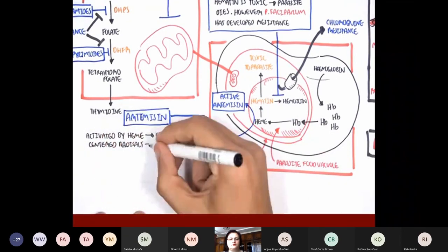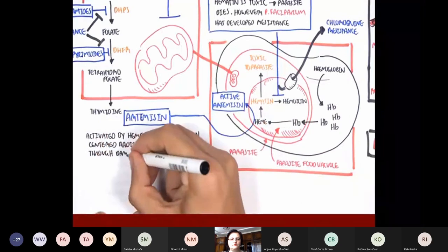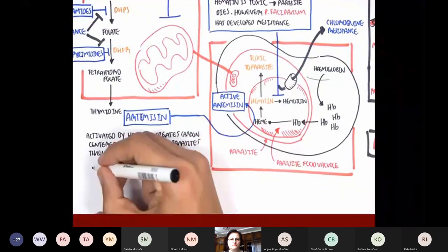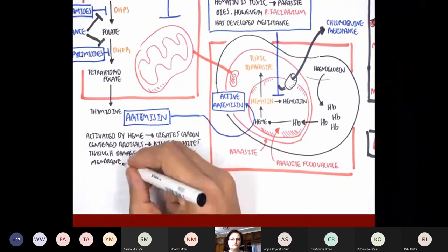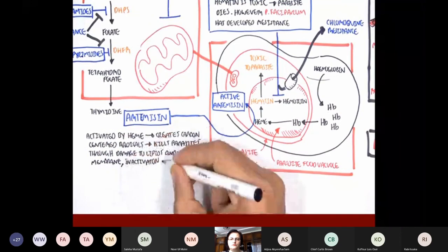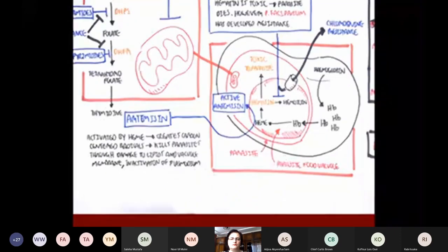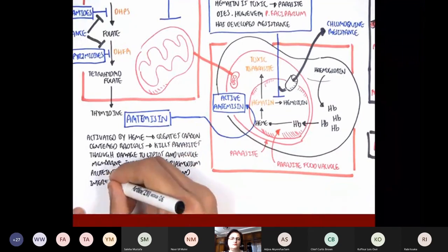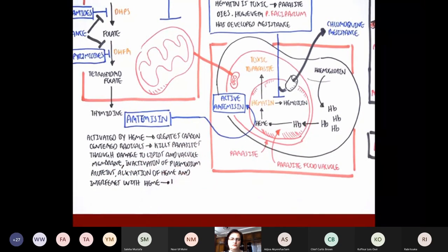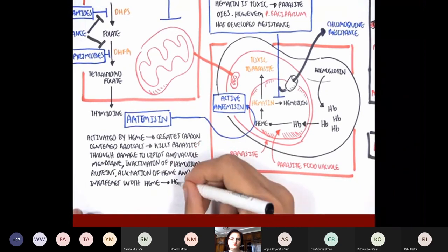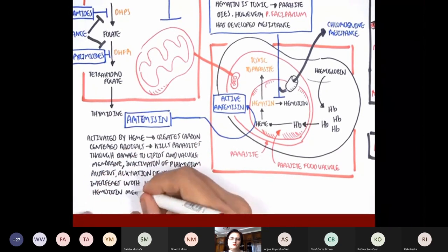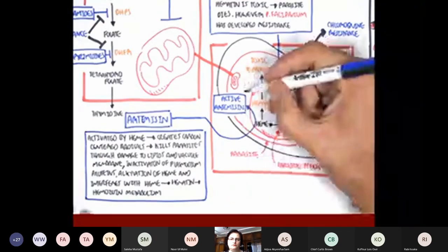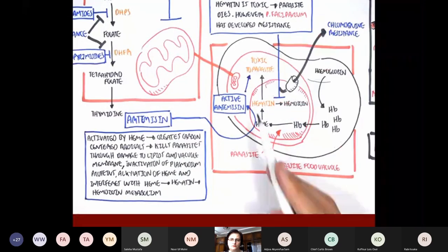The free radicals formed kill the parasites in several ways. These free radicals will kill the parasites through damage to their lipids and vacuole membranes, or they will inactivate the Plasmodium proteins, alkylation of heme, and also it will interfere with the conversion of hematin to hemozoin. Thus, it will increase hematin in the parasite, which is toxic to the parasite. So all in all, active artemisinins is toxic to the parasite.